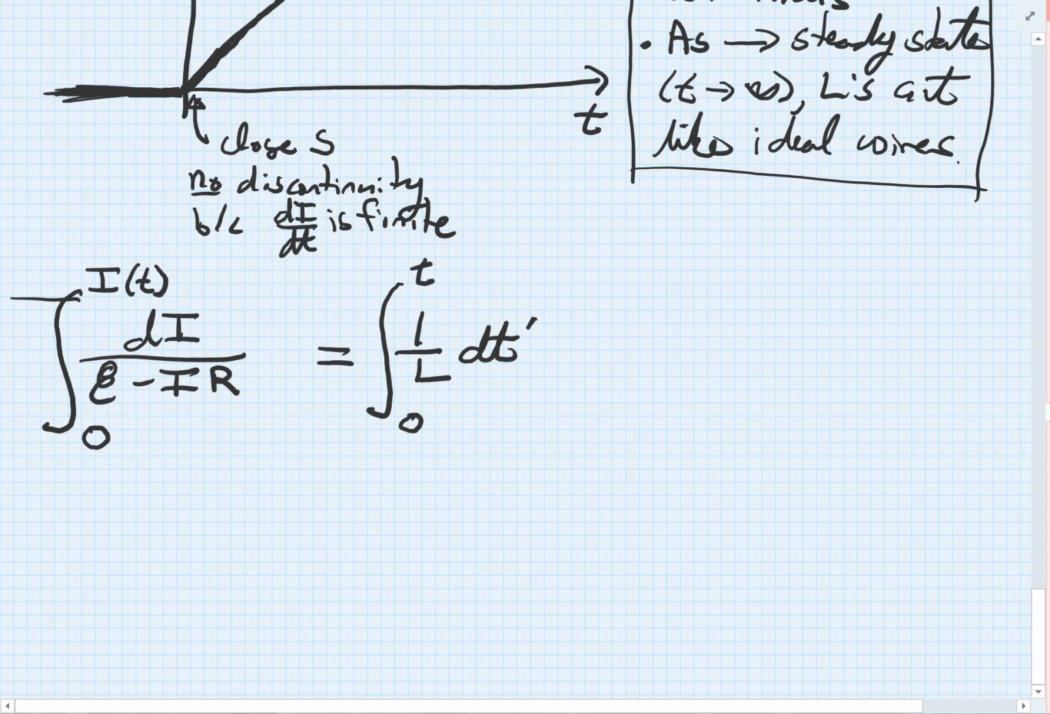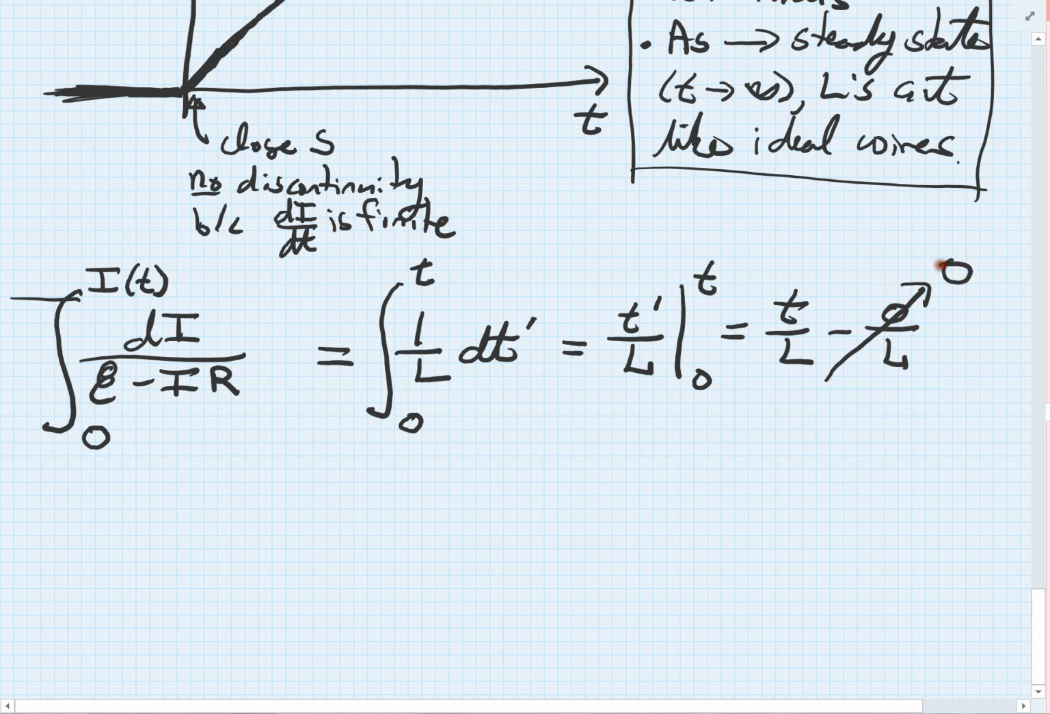So, now we have just a mathematical or integration problem to carry out. I think we can handle certainly the right-hand side here pretty easily. The integral of a constant times dt prime is t prime times my constant, integrated between 0 and t. So this gives me t over L, when I substitute t prime equals t, minus 0 over L. And of course, 0 over L is just 0. We don't have to worry about that term.